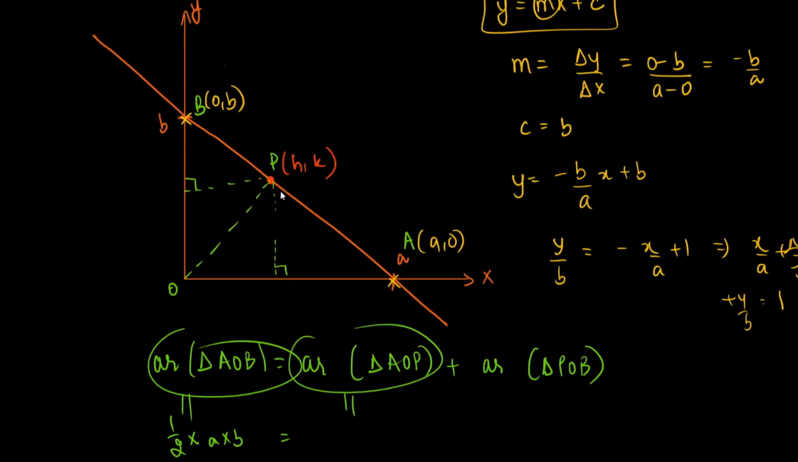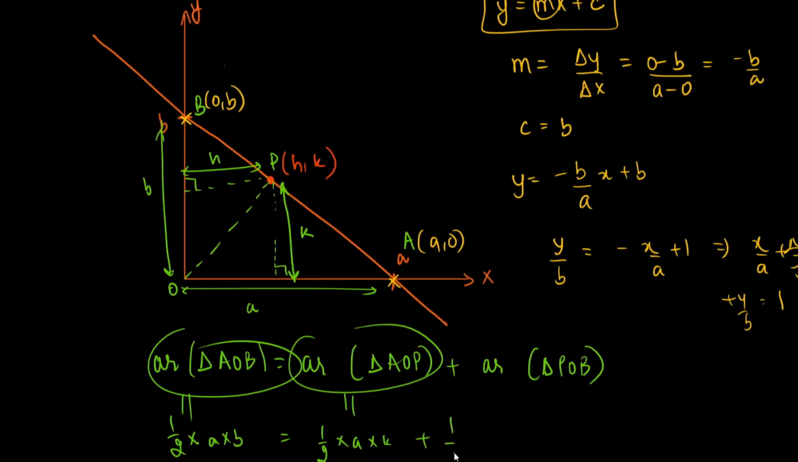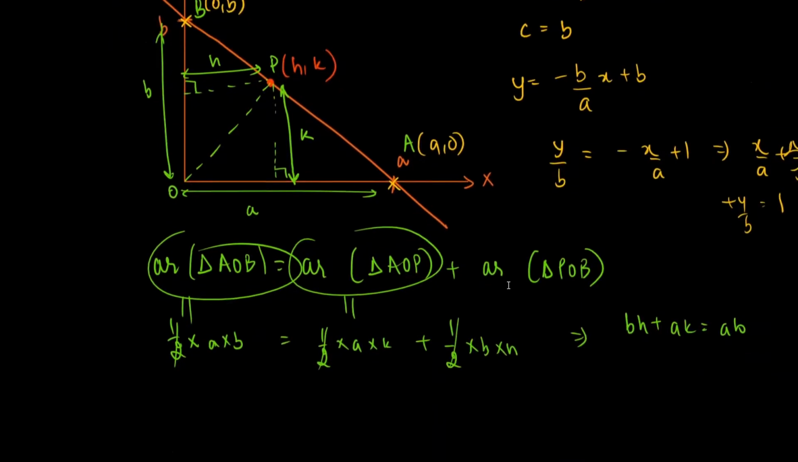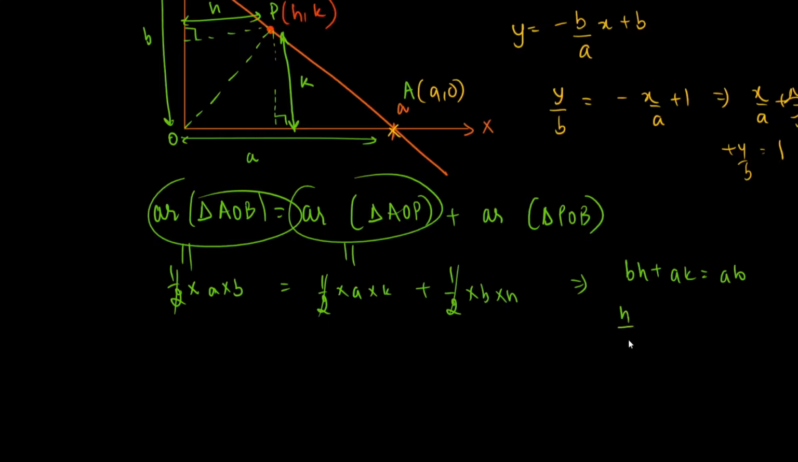So for AOP, the perpendicular height is equal to k, and the base is equal to a. So half into a into k, plus this length is equal to h, and this length is equal to b, so half into b into h. You cancel all the halves, and that leaves you with bh plus ak equals ab. Now you divide this entire equation by ab. So this gives you h upon a plus k upon b equals 1.